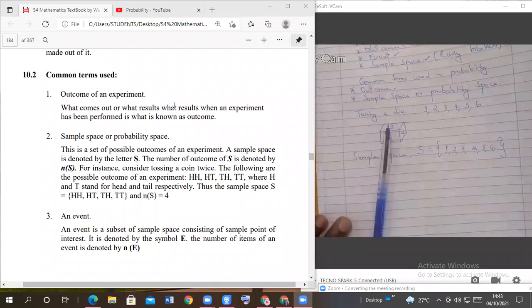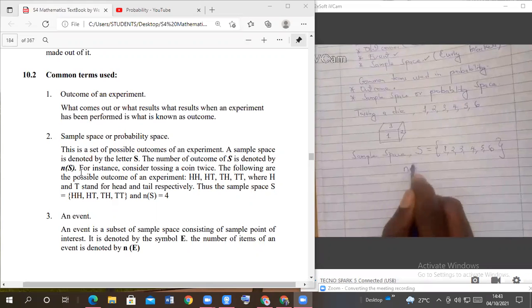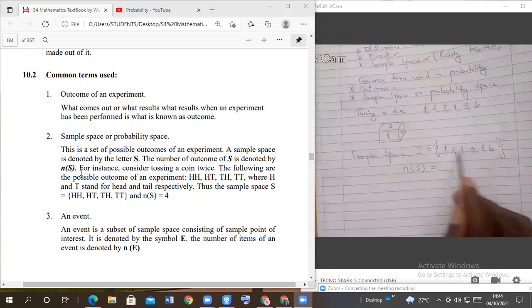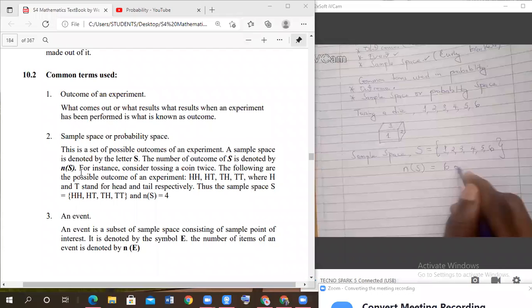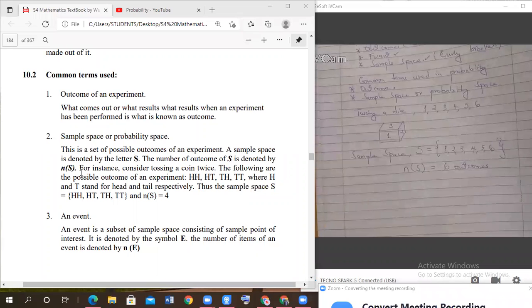I believe you're able to see what is on my screen. These are a set of possible outcomes of an experiment. A sample space is denoted by letter S. The number of outcomes is denoted by, so now members, what's the number of the sample space? How many do we expect from this? We expect 1, 2, 3, 4, 5, 6. There are only 6 possible outcomes.